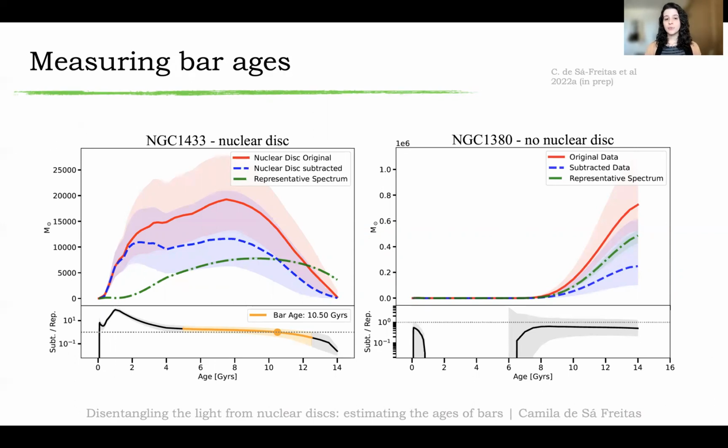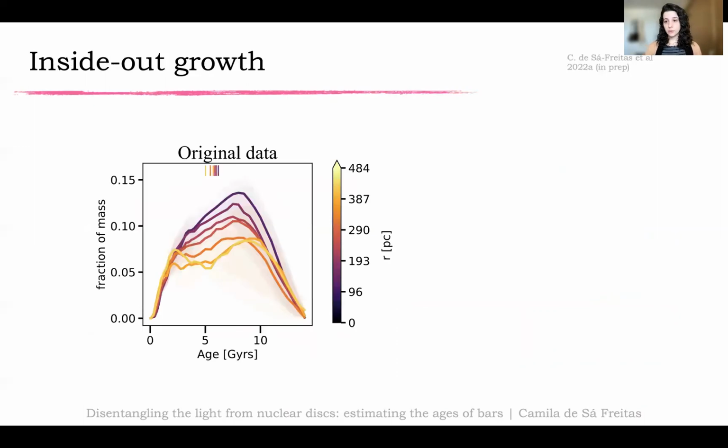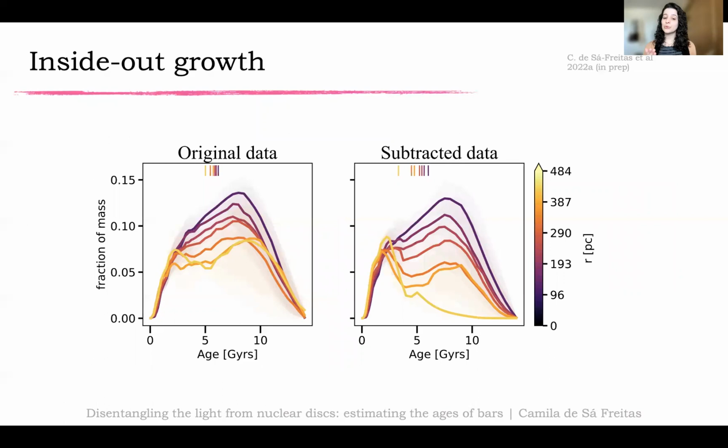So we went further, and we also wanted to investigate the inside-out growth of the nuclear disk, if this scenario that was recently proposed made sense or not. So now what I'm showing you is the star formation history for different radii. So purple is inside and yellow is outwards, okay? And in the top, you have the mean age for different star formation histories. We can see that from purple to yellow, the mean ages do get younger, but it's not that evident. So if we do the same exercise for the subtracted data, the isolated nuclear disk, this becomes way more clear. And in fact, this is consistent with the inside-out growth of nuclear disks, at least for this galaxy, NGC 1433.